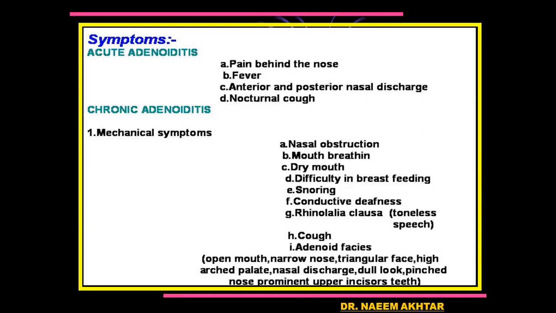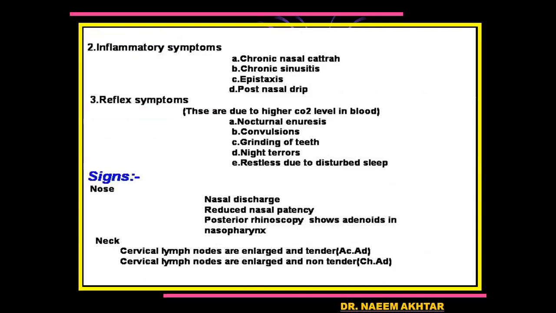In adenoid facies, the child will have a typical picture of his face. That is, he will have an open mouth, narrow nose, triangular face, high arch palate, nasal discharge, dull look, pinched nose, and prominent upper incisor teeth. All these constitute the adenoid facies. Then the patient may have inflammatory symptoms, for example, chronic nasal catarrh and chronic sinusitis. Sometimes he may have epistaxis and postnasal discharge as well.